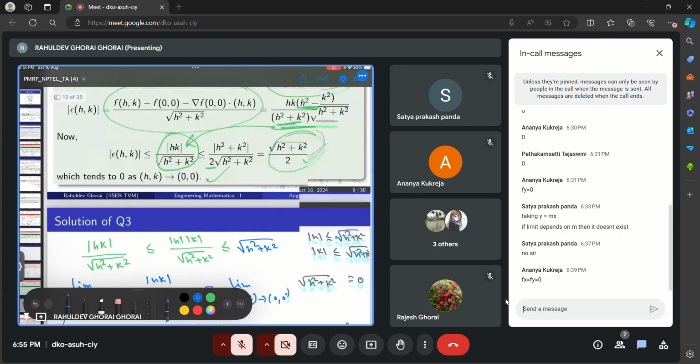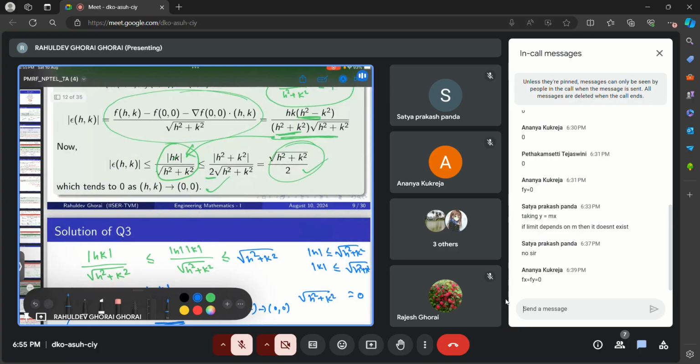That's what I wrote here, right? Now is it clear to you? Yes, sir. Any other question? So you can estimate it, right? This is an estimation. You can estimate in your own way.